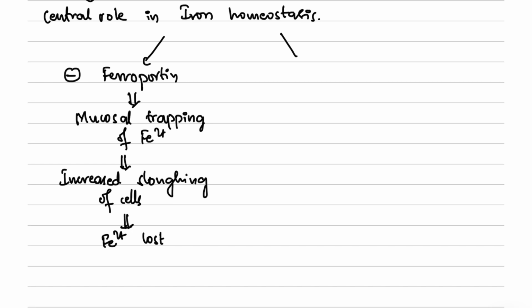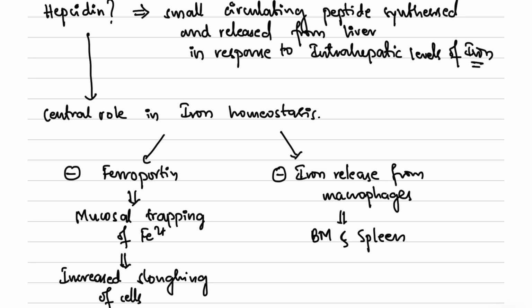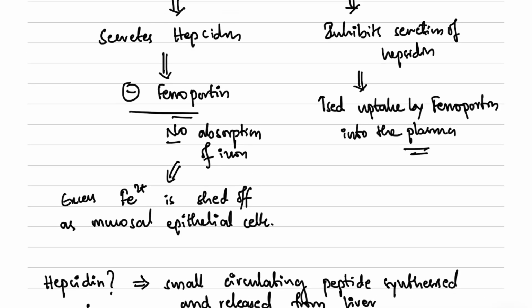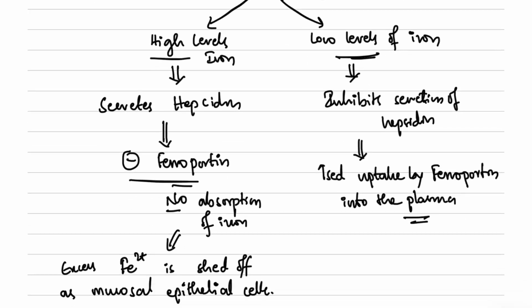Okay, then another thing it does, it inhibits iron release from macrophages, that is the bone marrow and spleen. So if macrophages will not release the iron, over the course of time, when the macrophages die, the iron will be lost with them. So this is how hepcidin controls the iron homeostasis, and it is secreted by the liver. This is how the entire process of absorption of iron is regulated by the liver.